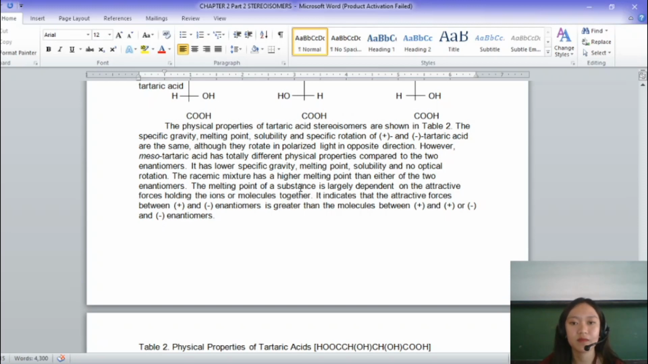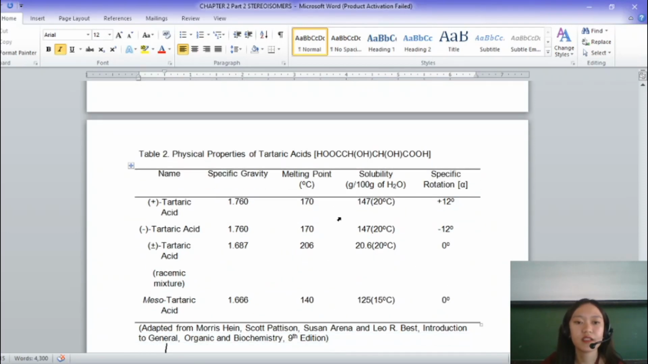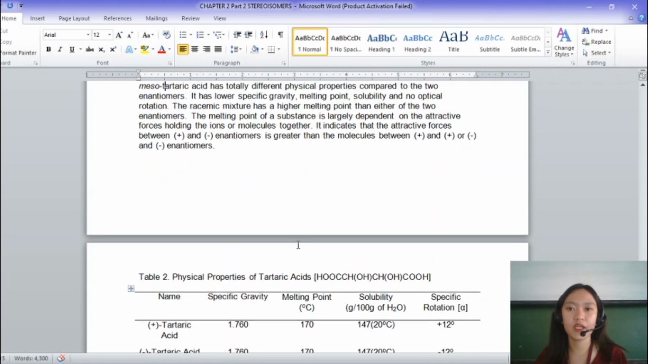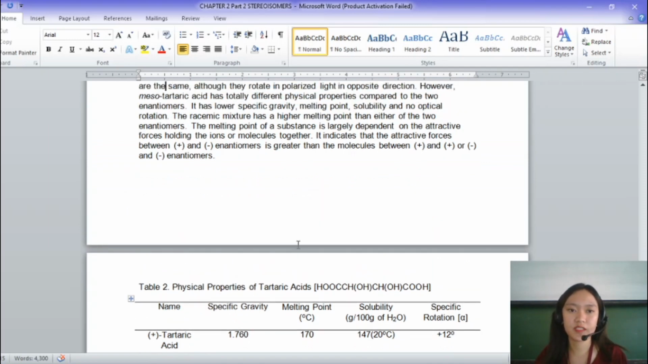The melting point of the substance is largely dependent on the attractive forces holding the ions or molecules together. So, anong indication nun? Ang iyong racemic mixture is, tandaan, racemic mixture positive and negative siya. Siya may pinakamataas na melting point, and it says that the basis of the melting point is the presence of positive and negative, or the interaction between your attractive forces, positive and negative.